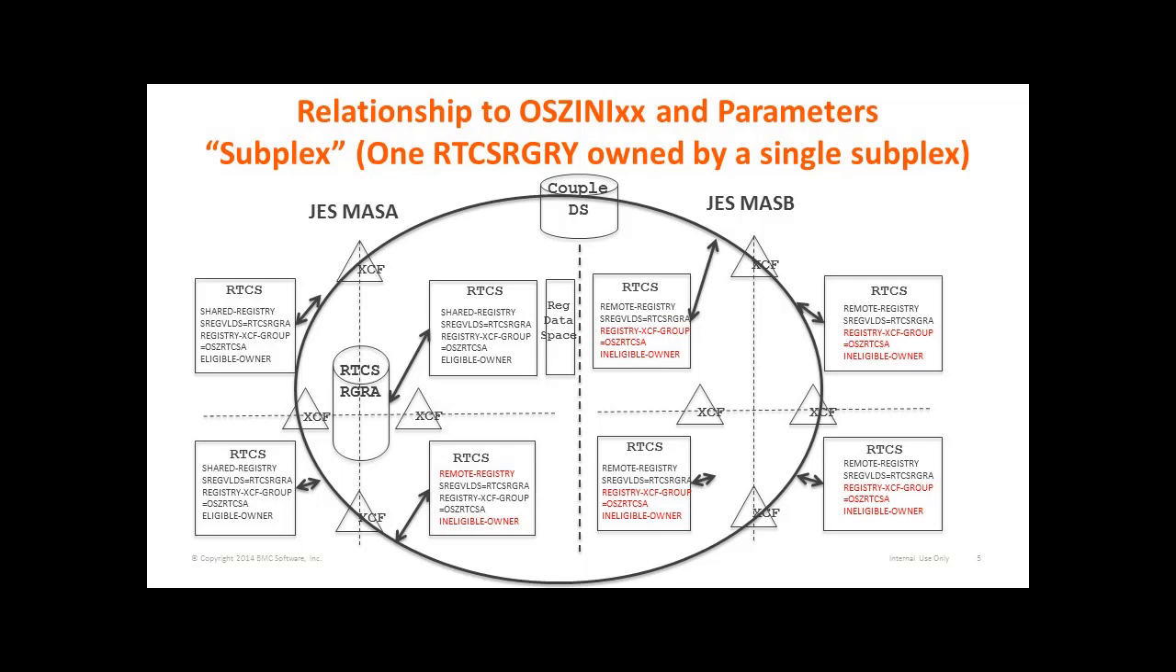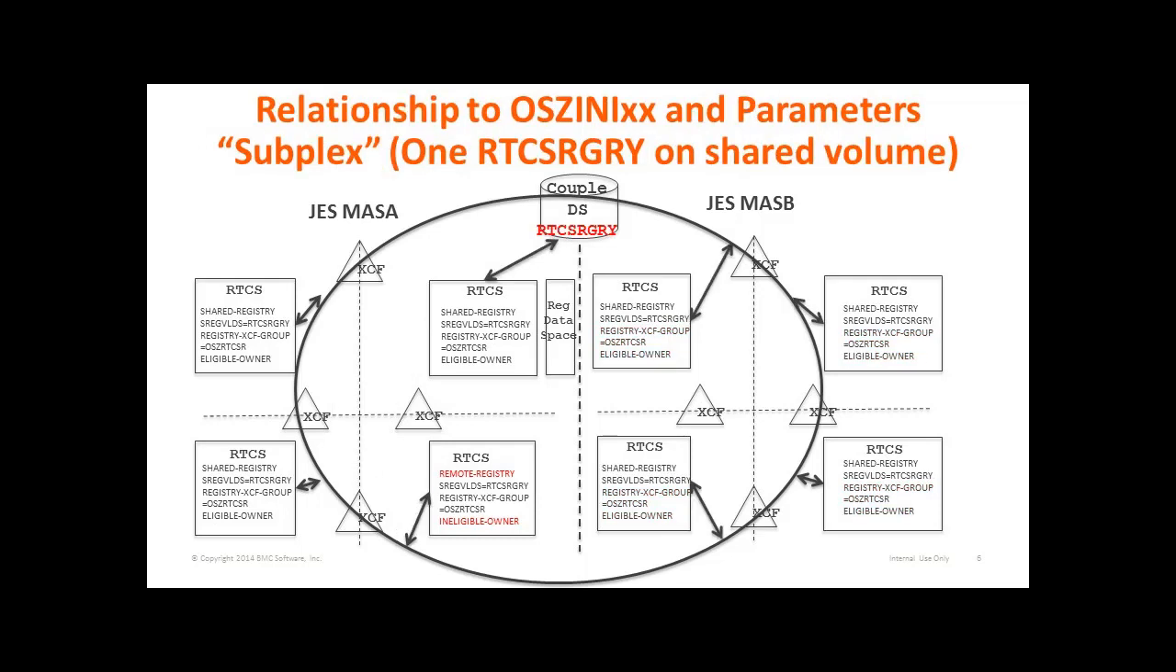A consideration for this configuration is that if all systems in subplex A are unavailable for some reason, none of the RTCS dependent products will operate anywhere, since the RTCS subsystem system registry would not be available to any systems. For this reason, this configuration should only be considered where there is continuous availability of LPARs on the owning subplex.